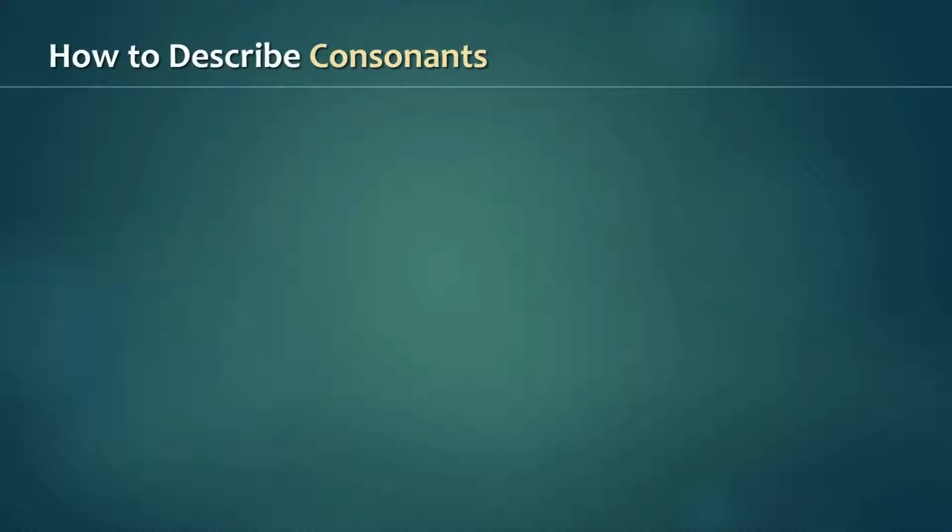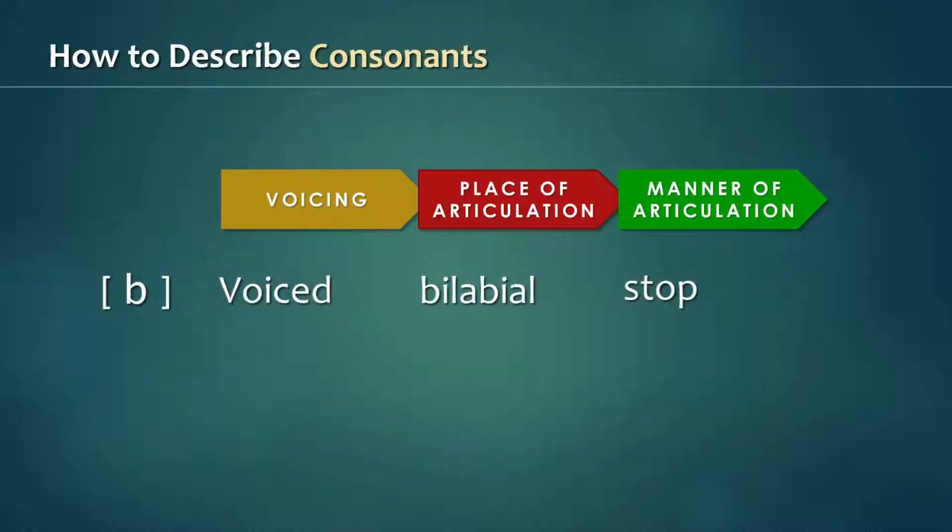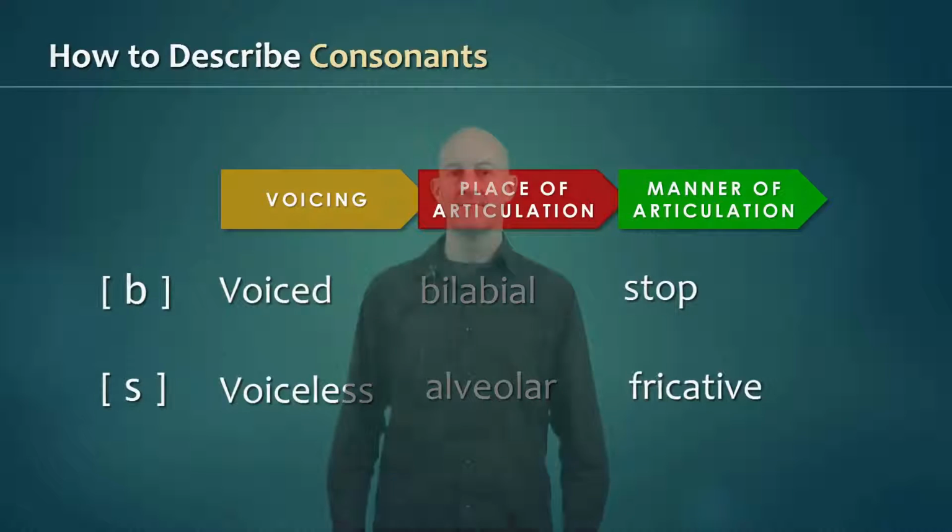Okay, we've discussed these three criteria for describing consonant sounds: voicing, place of articulation, and manner of articulation. And when linguists talk about a consonant sound, they do so in that order. So, for example, the sound B is considered a voiced bilabial stop. S is a voiceless alveolar fricative.